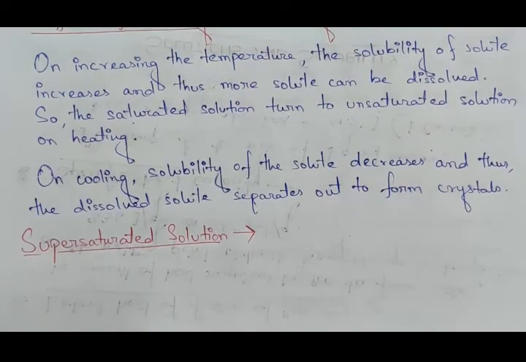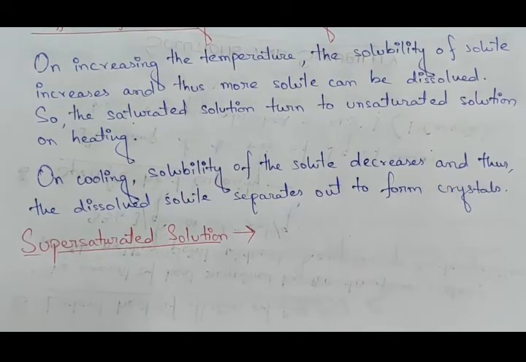See, every solute has a particular solubility in a given solvent at a particular temperature. For example, if we dissolve sodium chloride, that is common salt, in water, then experimentally it is found that a maximum of 36 grams of sodium chloride, NaCl, can be dissolved in 100 grams of water at a given temperature, that is 20 degrees Celsius. So these are the conditions: 36 grams of sodium chloride can be dissolved in 100 grams of water at 20 degrees Celsius only.